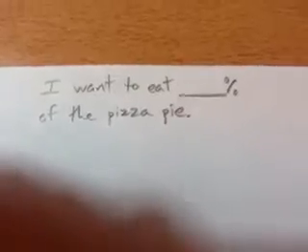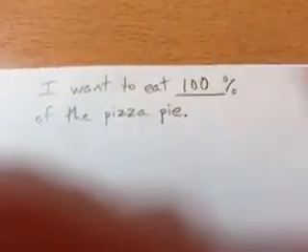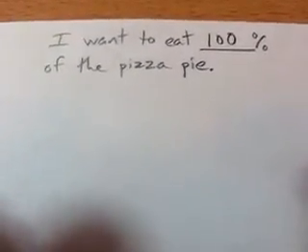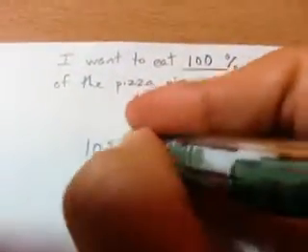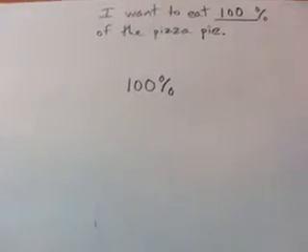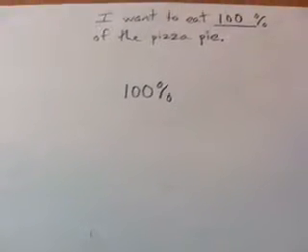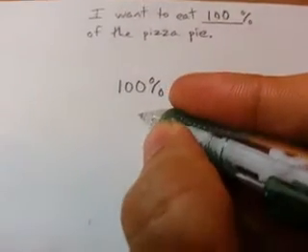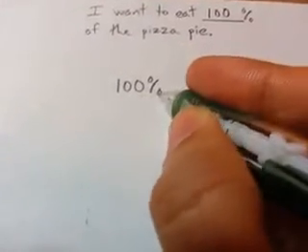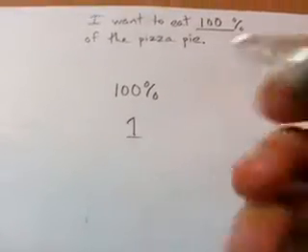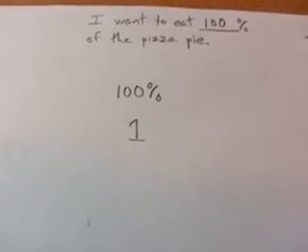I want to eat, let's say, because I'm hungry, 100% of the pizza pie. Wow, that's a lot of pizza. We talked about this before, but if I'm eating 100%, how much of the pizza is that? It's the total. And as a decimal, how do we represent that? Well, percents divide by 100, so 100 divided by 100, I will get 1. That's the same thing as 100%.